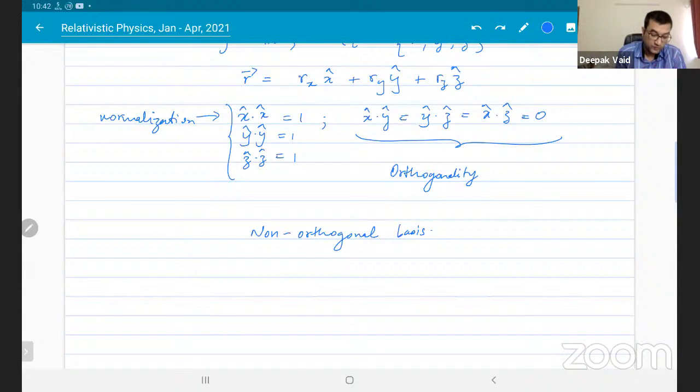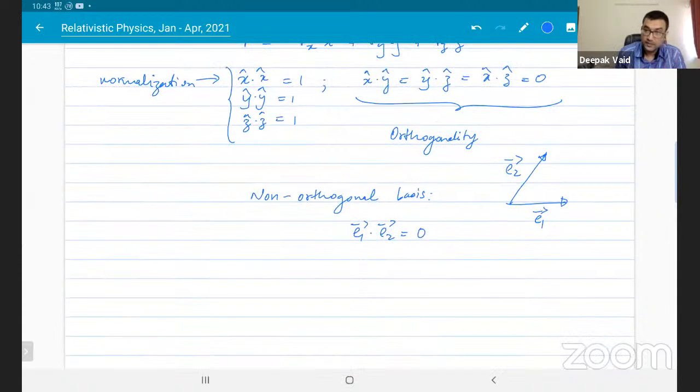For instance, you can have two vectors like this, let's say this is E1 and this is E2. Now you can see these vectors are not orthogonal. E1 dot E2 is not equal to 0, but that's fine as long as these vectors are linearly independent, so any two vectors which don't have the same components in any given basis.